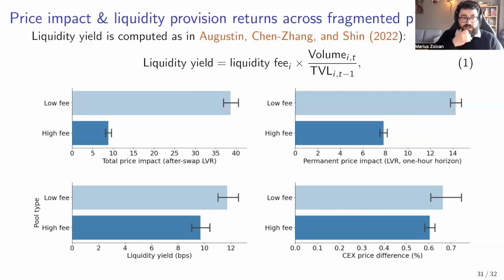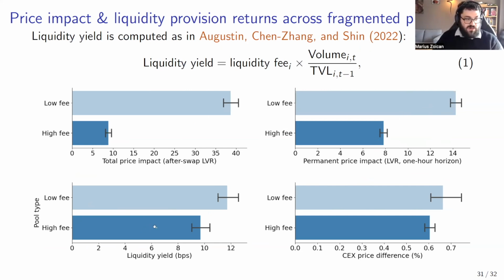And finally, if we're putting together yields, like revenue versus cost, because I think that would be interesting to do, let's look at the permanent price impact, right? Computing LVR with a 1 hour after price. And we're looking at liquidity yield, which is just the liquidity fee times the volume divided by the TVL. We see that people on the low fee pool are not breaking even or almost breaking even. They have a revenue around 12 basis points, and the price impact is around 14 basis points. So they lose a bit of money.